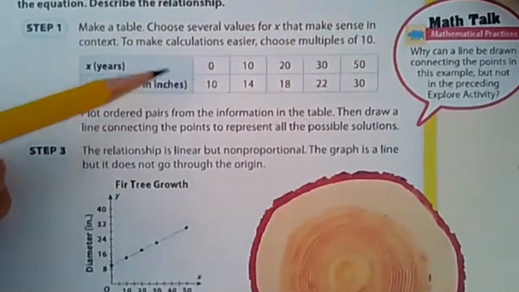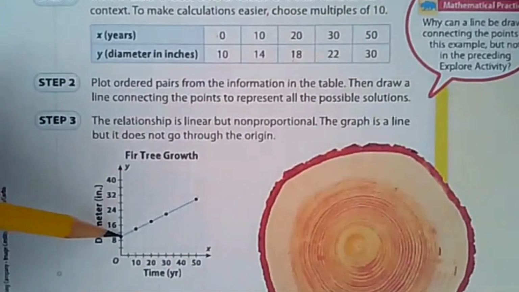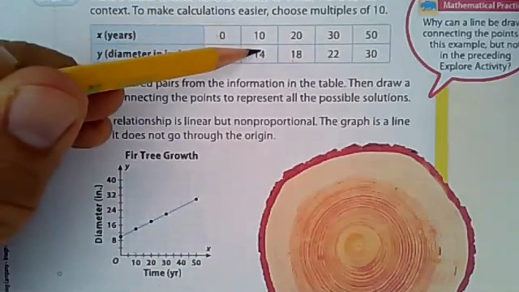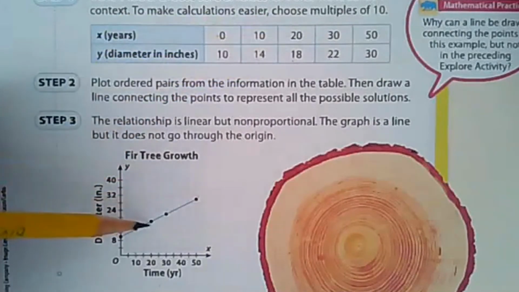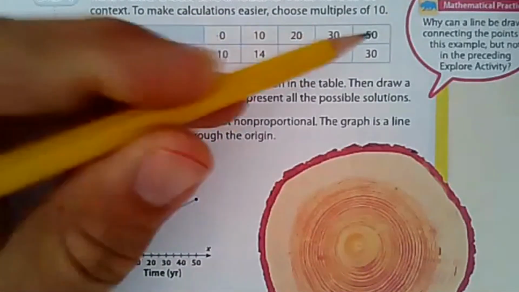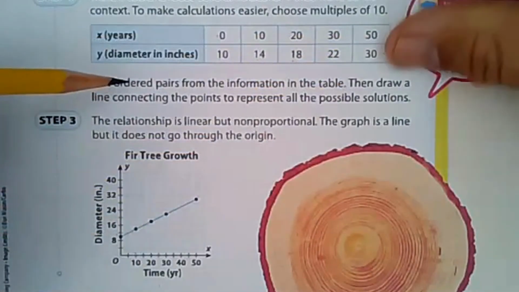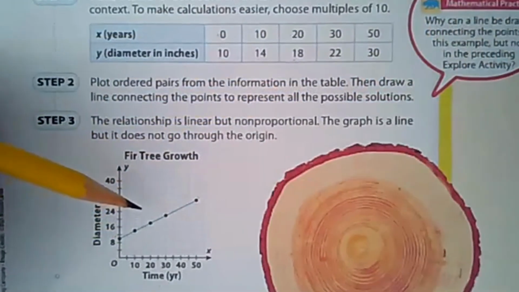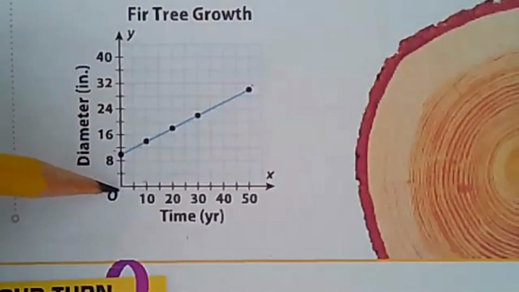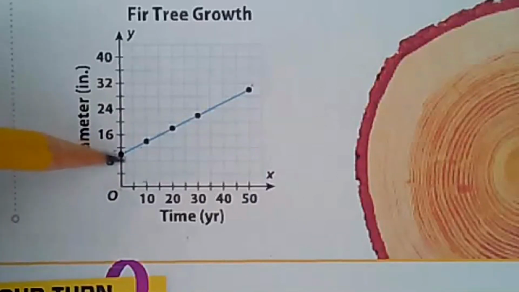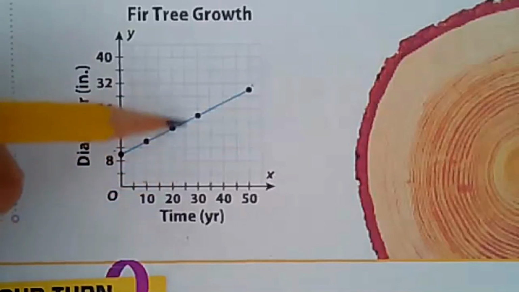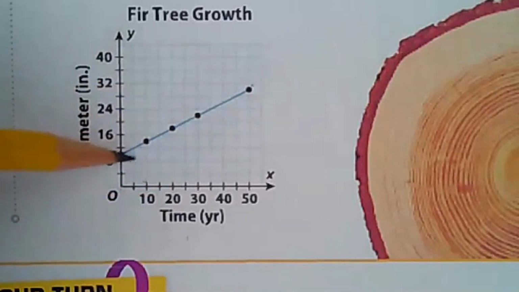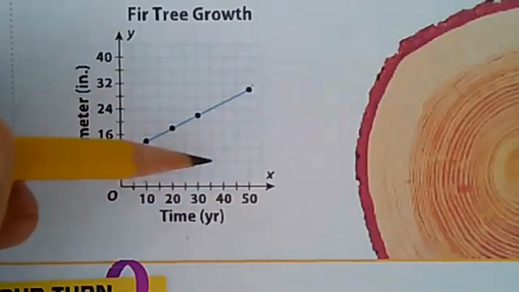So when we plot these ordered pairs, 0, 10, right here, 10, 14, here, 20, 18, 30, 22, and 50, 30, we get a straight line. Draw a line connecting the points to represent all the possible solutions. So in this case, we would connect the dots because time is continuous. You could have 10 years, so you can take half of that. 5 years, you have a value at 1 year and 1 month, and you can have a value at 1 day. You can have a value at 79 days or whatever. So yeah, it does make sense to connect this because you can have a value for every moment in time.